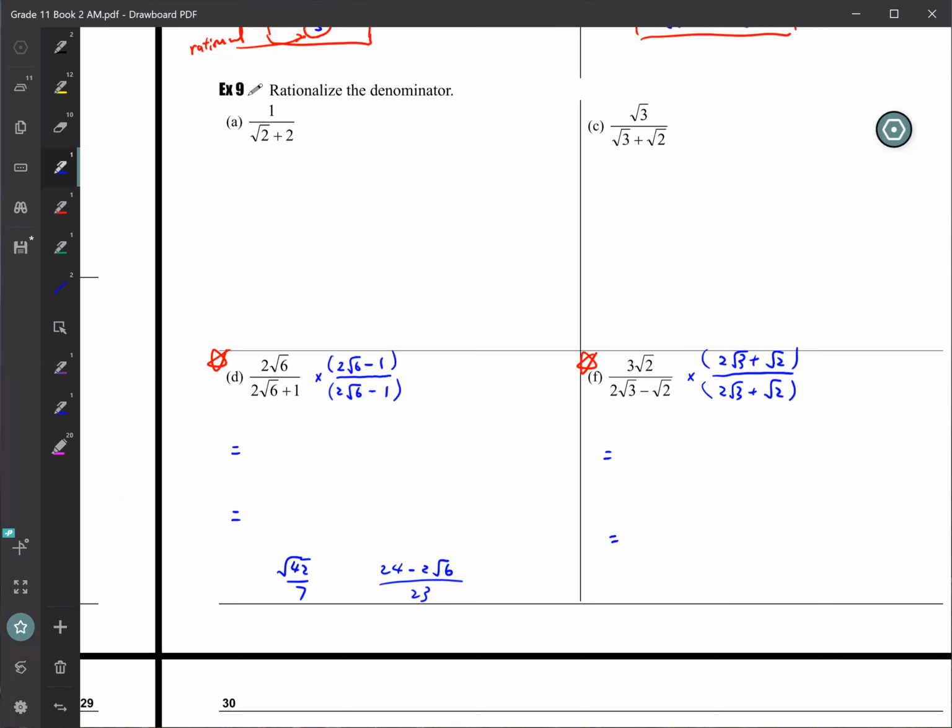Colin, how about you for D? I got the same thing. Same thing? Okay. All right. Okay, for F, Eric, what's your answer for F? I'm still finishing this one. I'm on the last part. Yep. Colin, what's your answer for F? 3 plus 3 root 6 over 5. Okay. And Yosher, how about you? I have the same. Okay.